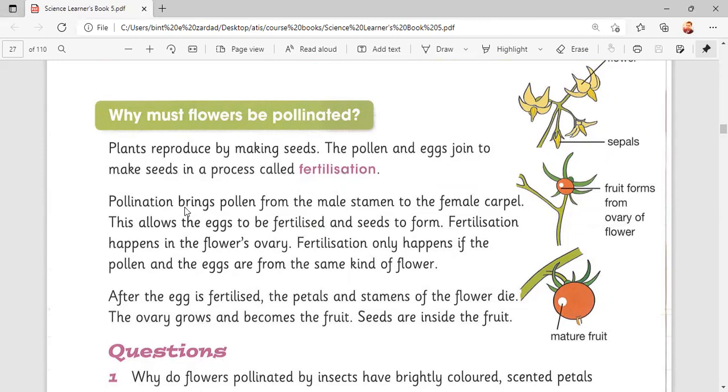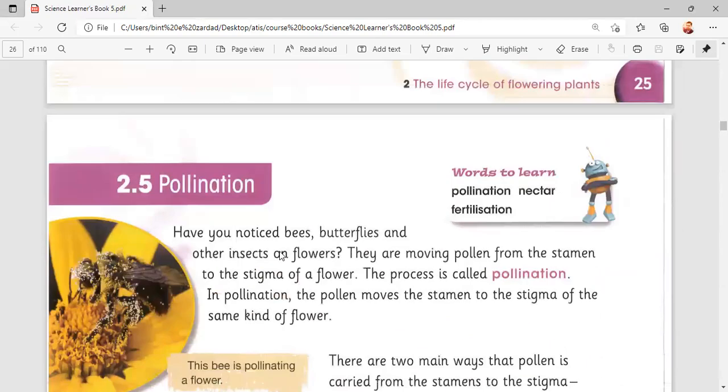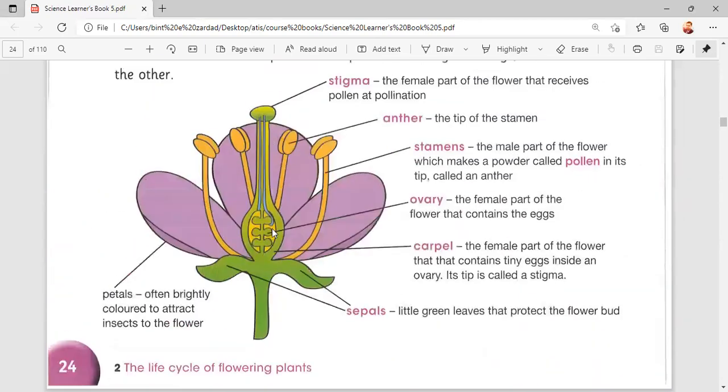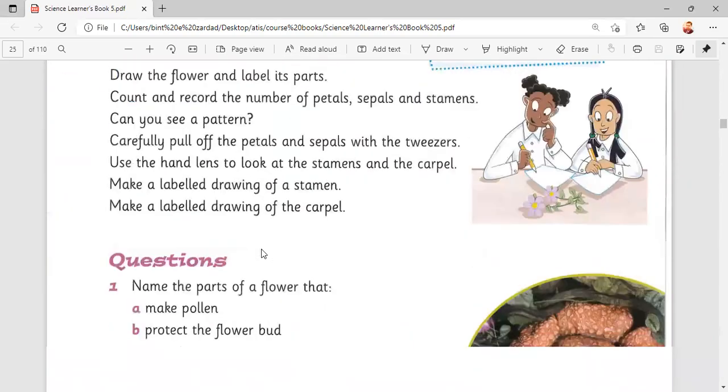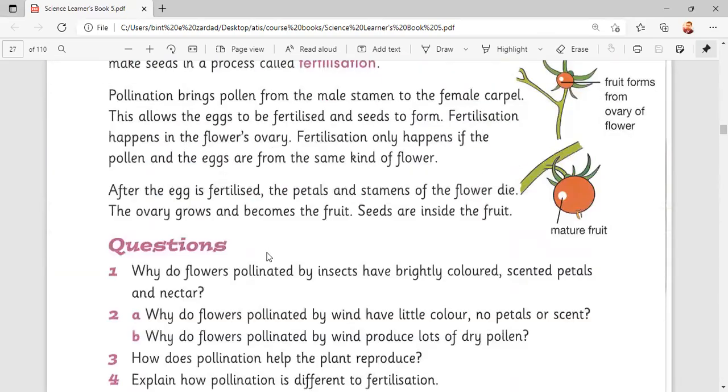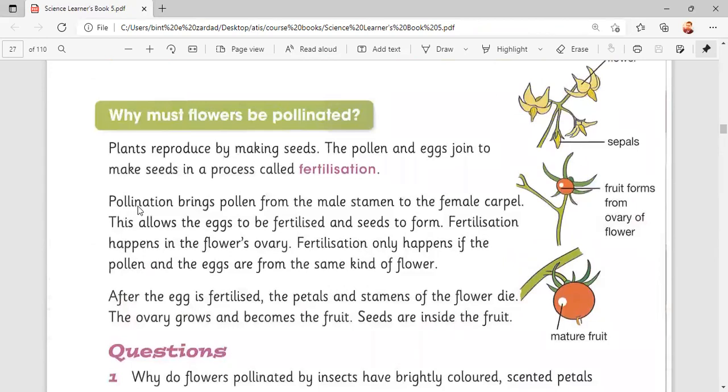So pollination brings pollen from the male stamen to the female carpel, the female part. This allows the egg to be fertilized and seeds to form. Fertilization happens in the flower's ovary. Where is the ovary? This part, okay? The flower's ovary is in the female part.